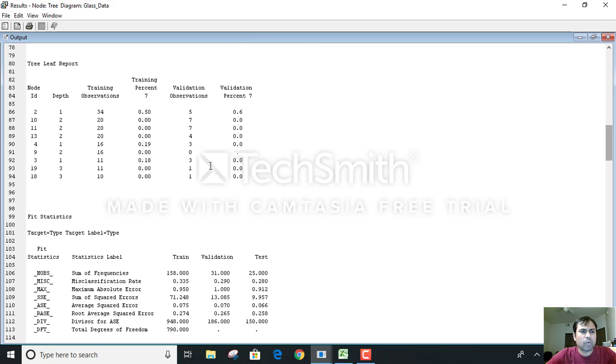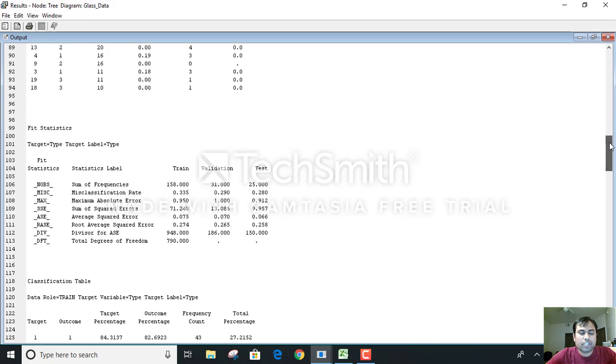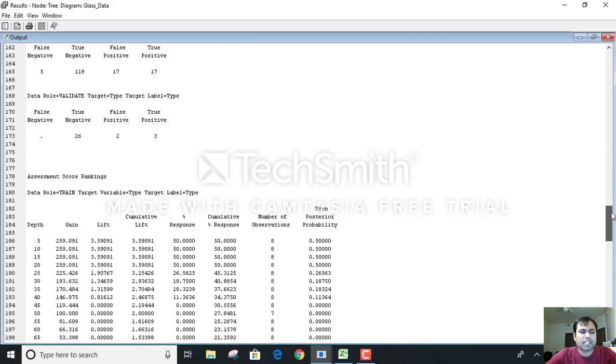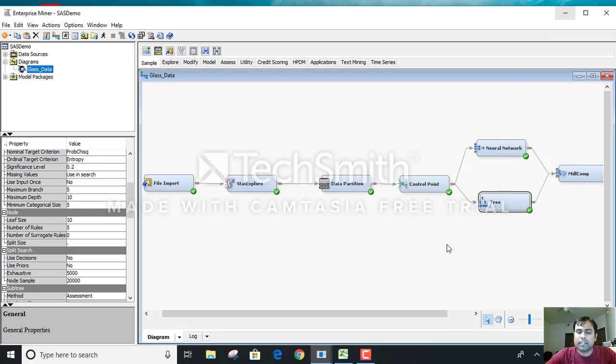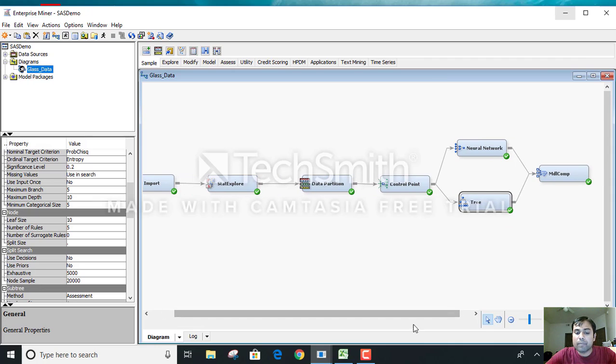And then this is the leaf report. You can see over here the depth is not in sequential order, because the algorithm will automatically do the pruning. For that reason the depth is not sequential. And then these are the classification tables and assessment scoring based on the depth.